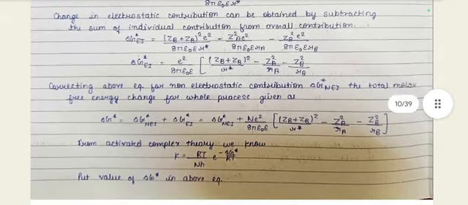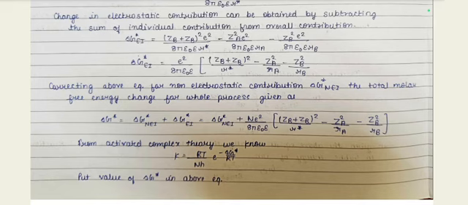Adding the above equation to the non-electrostatic contribution delta G star NEI, the total molar free energy change for the whole process is given as delta G star equals delta G star NEI plus delta G star EI, which equals delta G star NEI plus N e squared by 8 pi epsilon naught epsilon into (ZA plus ZB) squared by r star minus ZA squared by rA minus ZB squared by rB.